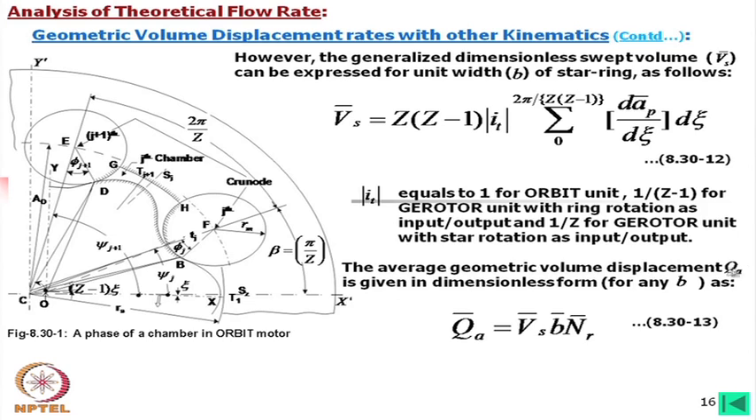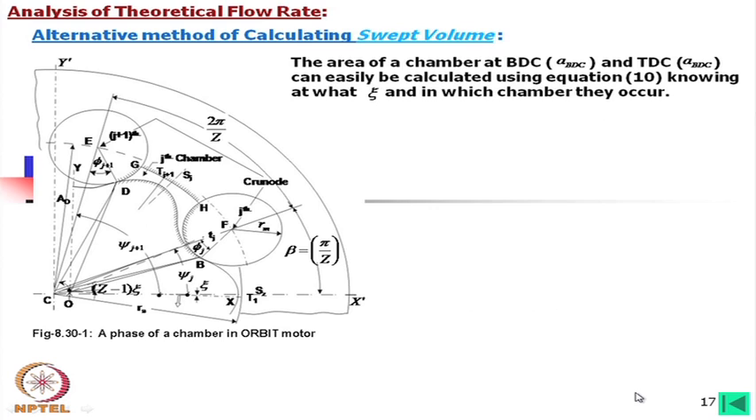Now, this is again the same thing I have described here while you are using this formula: the average geometric volume displacement Q A average. If you estimate this with respect to this, there we will find the flow fluctuation. So, what we should do, once we calculate this, we simply multiply with the width factor, because this is for unit volume, unit width. So, we have to multiply here with B and then the rotational speed. Now, the alternative method of calculating swept volume is just to calculate the swept volume.